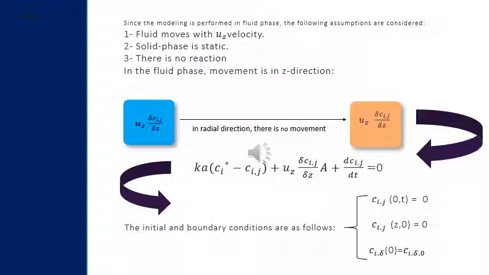However, in the radial direction, there is no movement, and the lump method is used for modeling, which only contains mass transfer flux. Now the general relation of mass balance, input minus output equals accumulation, is shown below, and we have the initial and boundary conditions as you see.